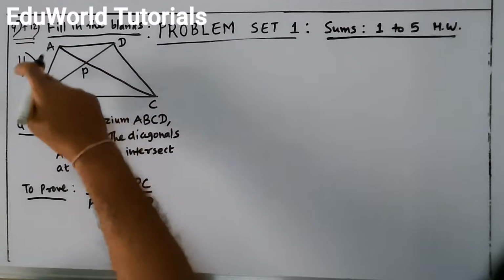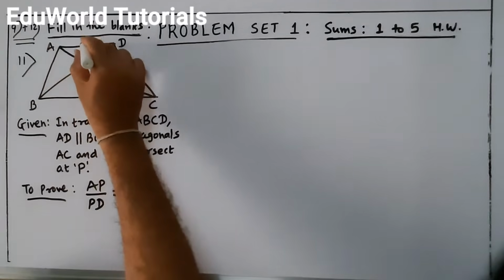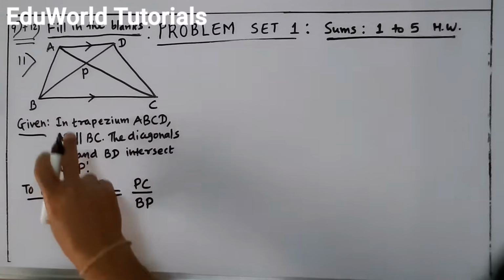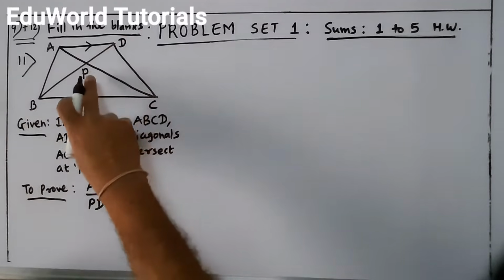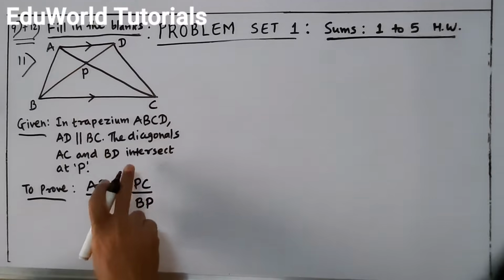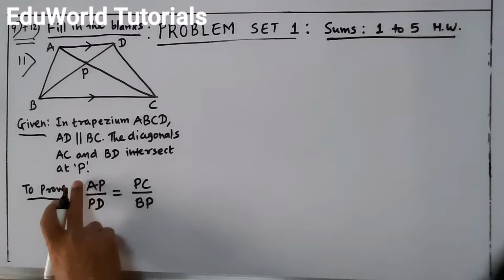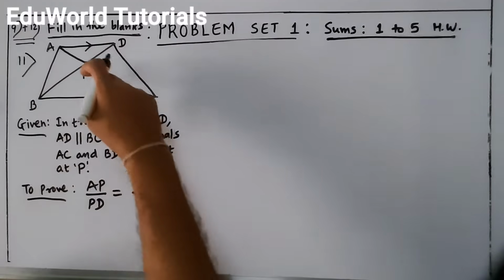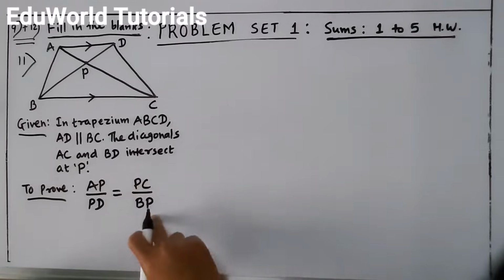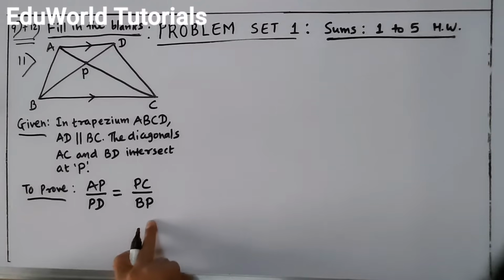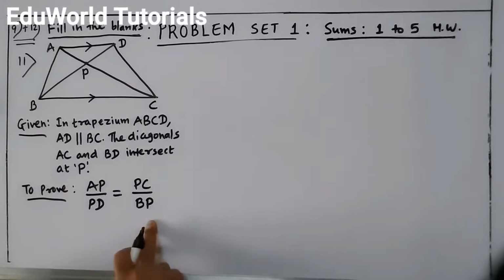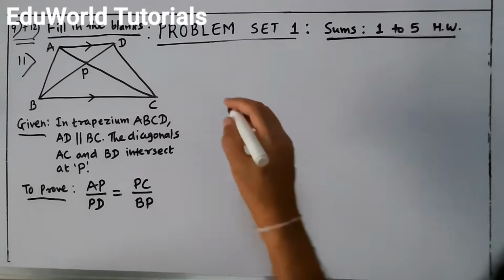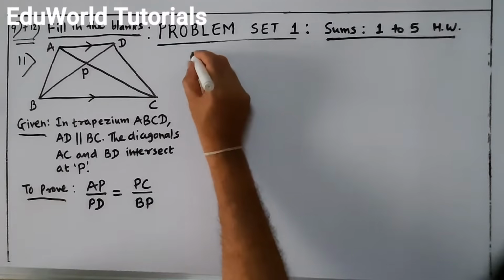It is said that ABCD is a trapezium where side AD is parallel to side BC and diagonals AC and BD intersect each other at point P. We have to prove that the ratio of side AP to PD is equal to the ratio of side PC to BP. Okay, this seems to be a familiar sum because we have solved such type of sums earlier. So how to do it? We will write in the proof.